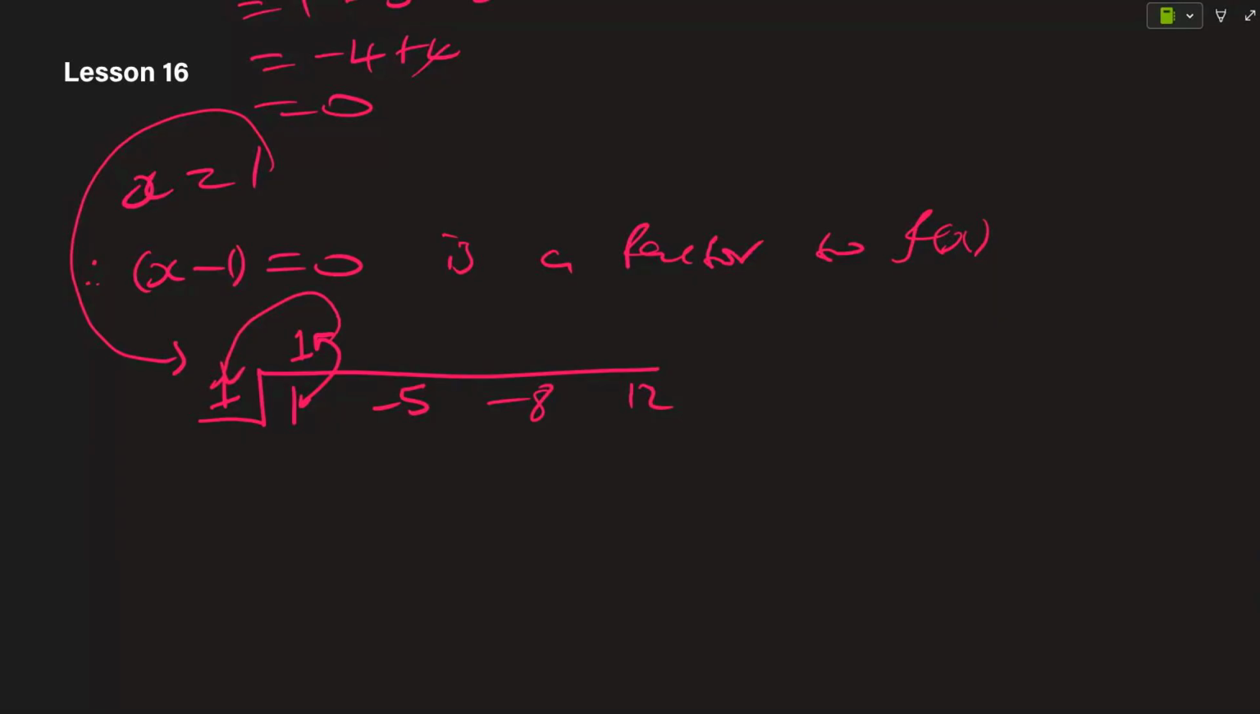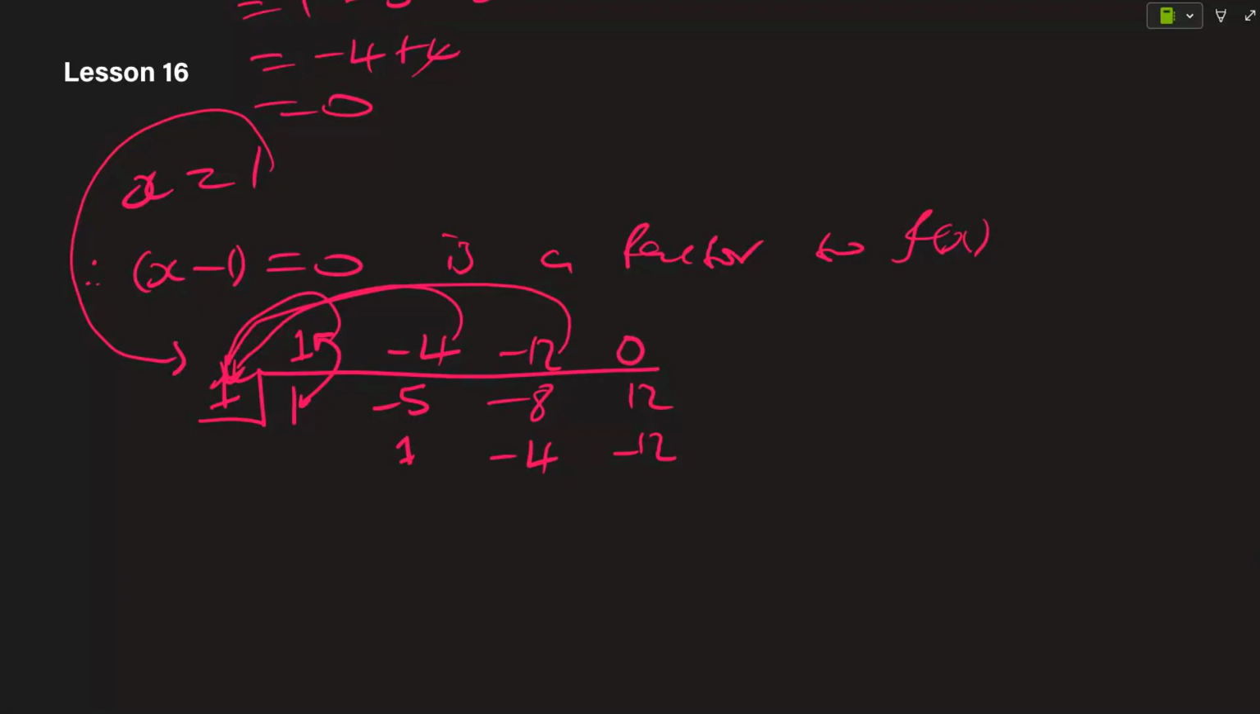Where do you write that answer? You write the answer below the next term. The -5 plus 1 is -4. You add these two terms, then you get -4. Then you say -4 times 1. What you get? It's -4. You write it below the next term. And then -4 plus -8 is -12. And then -12 times this +1 again, it's actually -12. And 12 plus -12, it's 0.